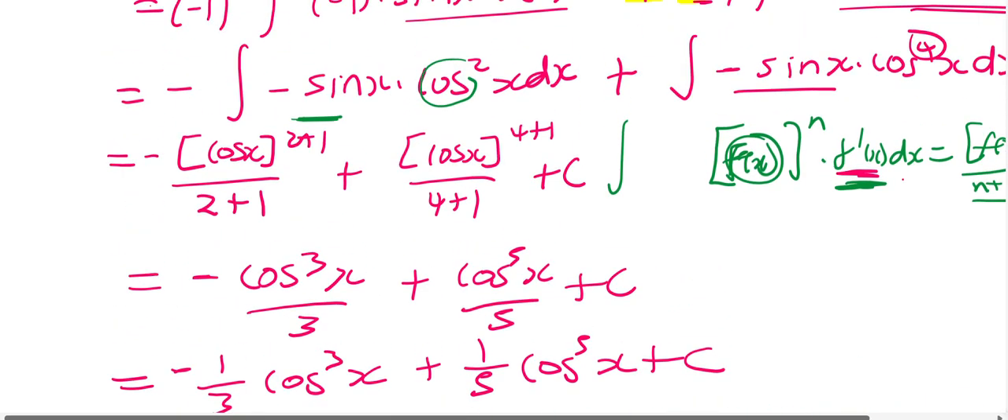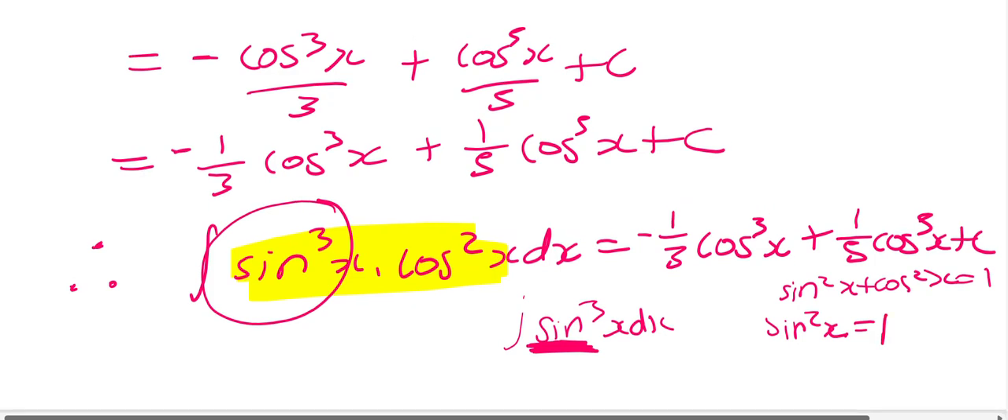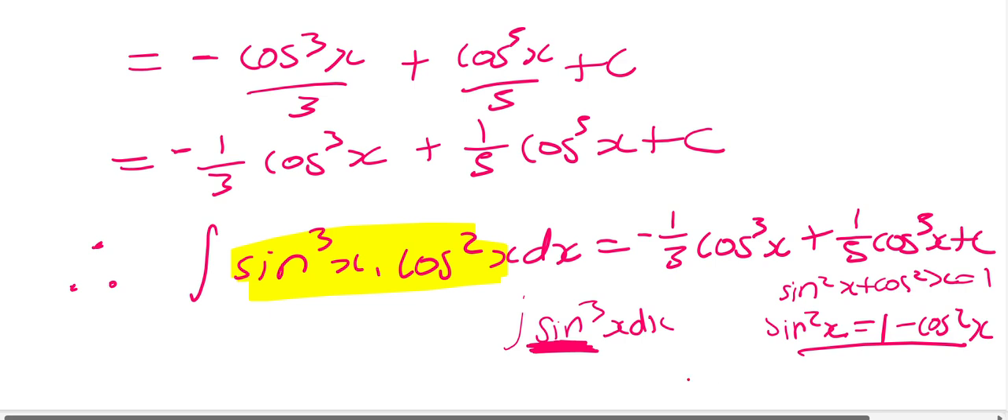Then you replace it with 1 minus cos squared x. Sorry about that, guys. So here we do the same. You take the odd one, split it, and use that identity there. So if cos was the odd one in this case, then you are going to use cos squared x is equal to 1 minus sine squared x.